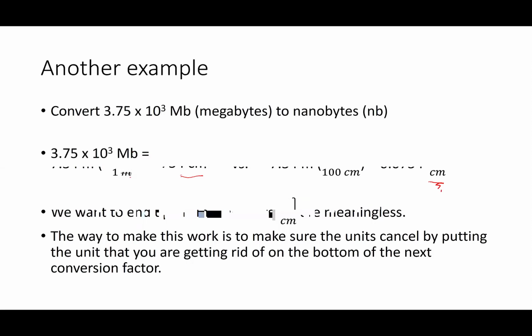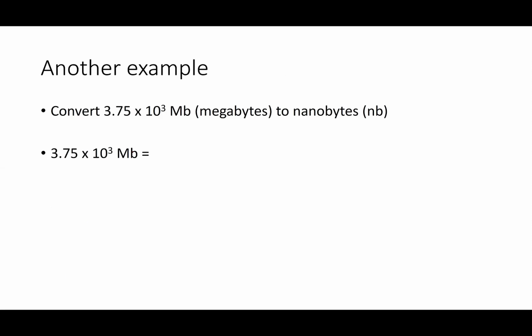All right, let's look at this example, okay? So if we had to convert 3.75 times 10 to the third megabytes to nanobytes, okay? So again, if you set up your units first, put the unit you're trying to get rid of on the bottom, and then the unit that you are going for on the top, okay? Oh, and an N is missing there. Oh, so in this case, this is a good example. So maybe it's too confusing to go straight from megabytes to nanobytes, okay?